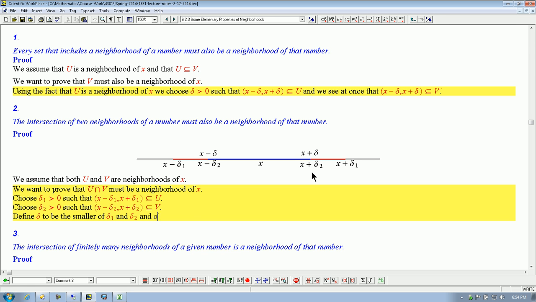And observe that the interval center x radius delta is included in U, and it's also included in V, so it's included in the intersection. You see it? So the intersection of two neighborhoods of a number is always a neighborhood of a number.